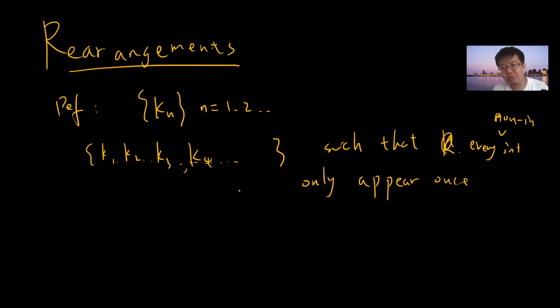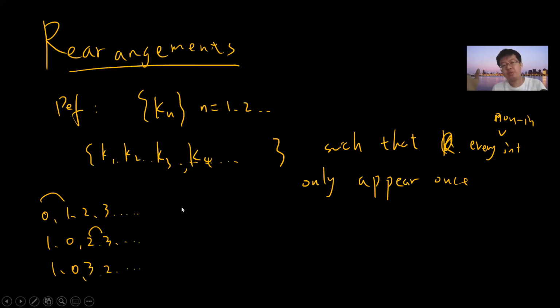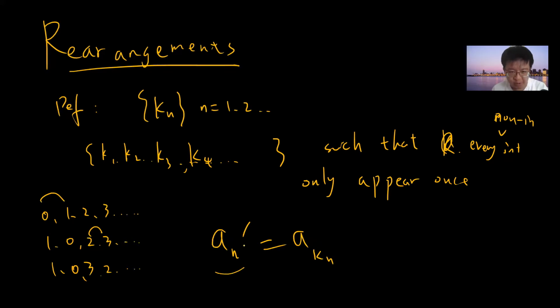So basically, this is a rearrangement. For example, the original one is a rearrangement, or I can swap these two, or swap these two, and keep going. So you must use all of the original series, but you cannot add or delete terms. The order can be different. So this is the definition. I can define a n prime to be a k n. This new a n prime is called the rearrangement of a n.